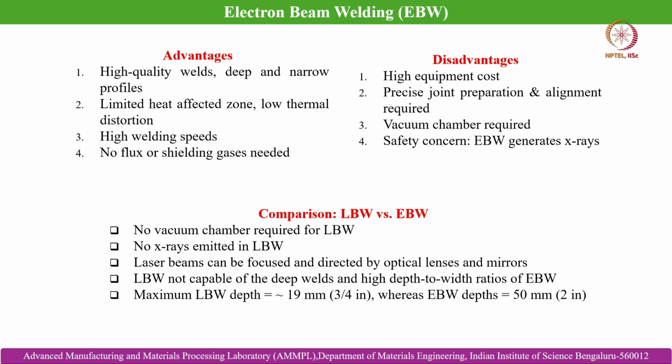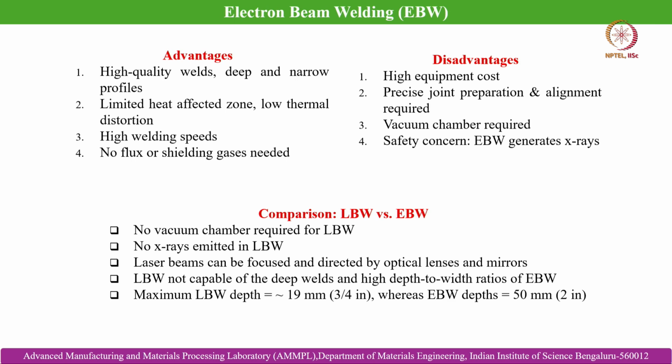Also we will now draw a comparison between laser beam welding and electron beam welding. So, in this case no vacuum chamber required for laser beam welding, no X-rays emitted in case of laser beam welding, and so these are the advantages in LBW. However, vacuum chamber is needed for EBW, and X-rays are emitted in case of EBW. So, that is the disadvantage compared to LBW.